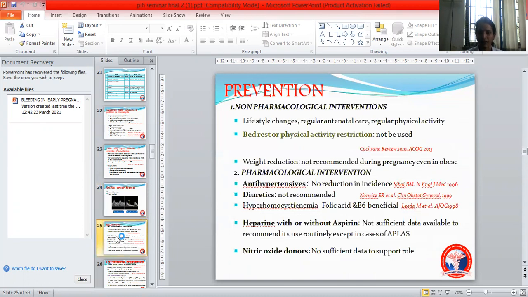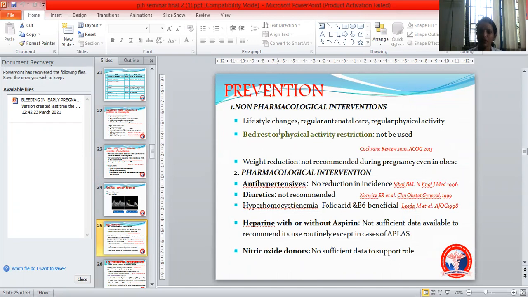So is there anything that we can do to prevent the development of preeclampsia in a patient who is at a higher risk? There are many things that have been tried, starting from non-pharmacological interventions like lifestyle changes, regular antenatal care, regular physical activity. Bed rest or activity restriction is not recommended in pregnancy, and weight reduction is also not recommended. Even in obese patients, it is not recommended to reduce weight at the time of pregnancy.